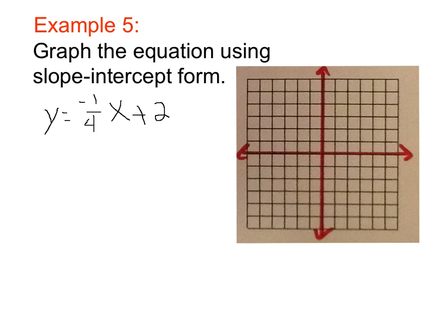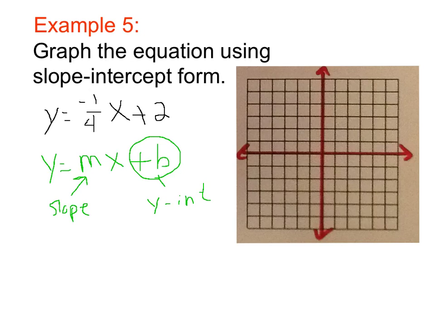Alright, so here we have an equation, and we want to use slope-intercept form. Well, slope-intercept form is y equals mx plus b, where anything that is in the m position is the slope, and anything in the b position, including the sign, is the y-intercept. Well, in this case, the slope is negative 1/4. And remember, slope is rise over run. So that means we'll go down 1, right 4. And then the y-intercept is going to be 2.